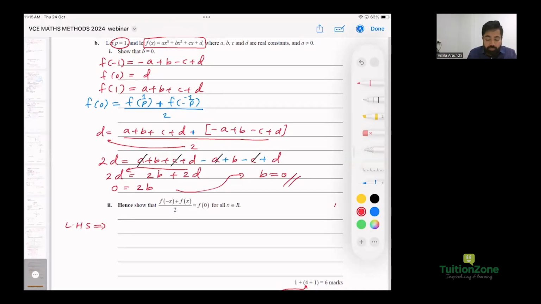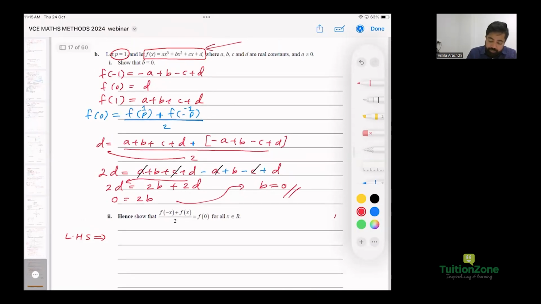F of negative x, what's the answer? So this is f of x. What's f of negative x? What do you end up getting? So negative ax cubed plus bx squared minus cx plus d. And then you ask to plus the f of x, which is ax cubed plus bx squared plus cx plus d.